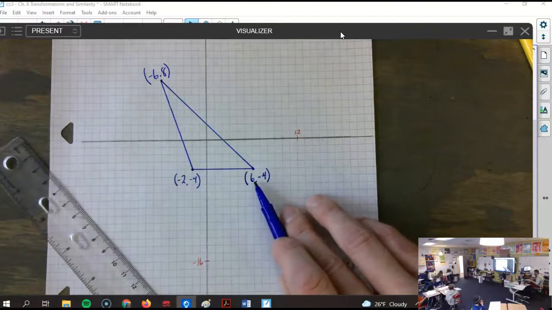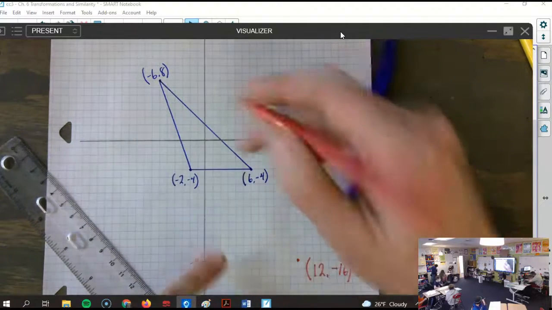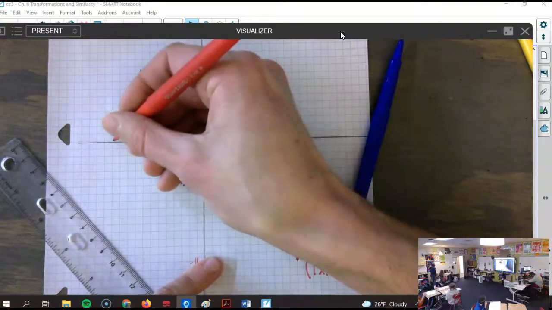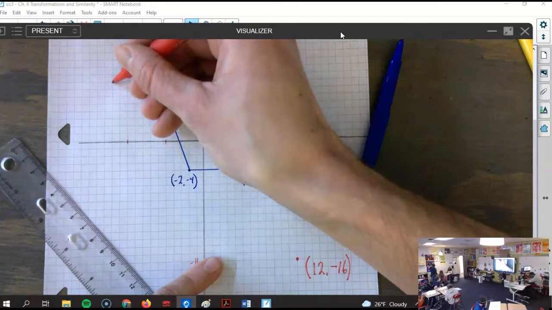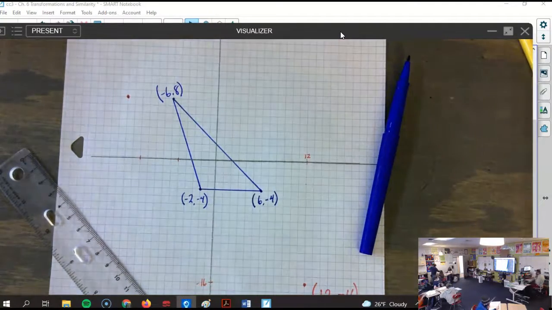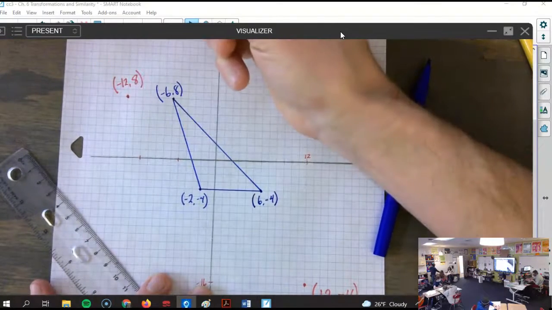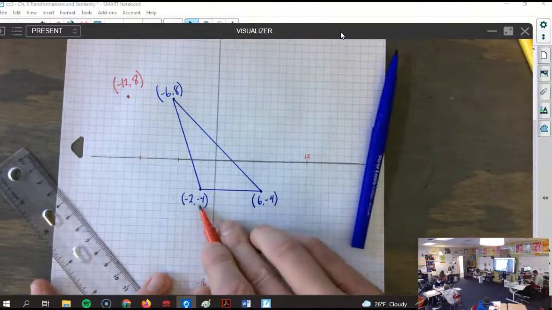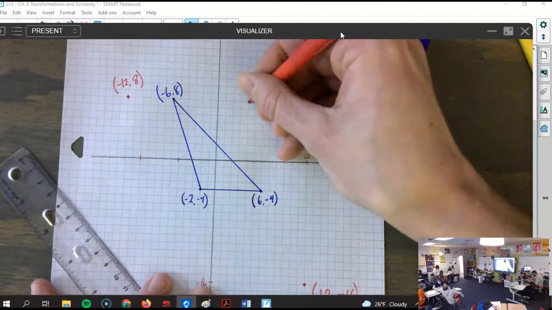So positive 6, negative 4 becomes negative 12, positive 8. Right? So negative 1, 2, 3, 4, 5. There's 5. 1, 2, 3, 4, 5. There's 10. So negative 12, positive 8. Oh, it's in line with that other point. So this one became negative 12, positive 8. Then negative 2, negative 4 becomes positive 4, 8. How convenient. There's 3 points on the same line.